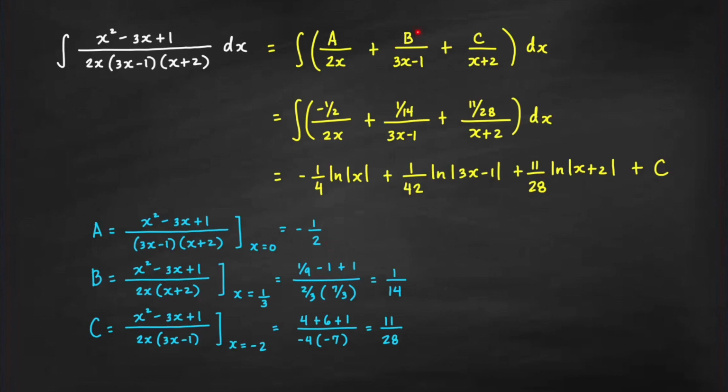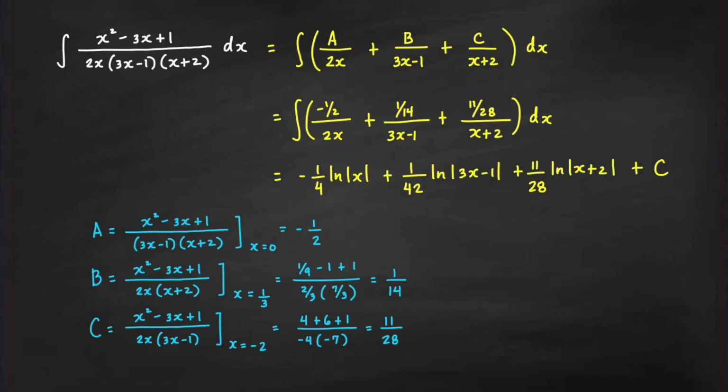And then to find this constant b, we cover this 3x minus 1 in the integrand, we'll get this expression, and we evaluate it at the x value that will make this 0, which is equal to 1/3. So by plugging in this x equals 1/3, we'll get 1 over 9 minus 1 plus 1, and then this is 2 over 3, and then times 1/3 plus 2, so that is 7 over 3. So this is equal to just 1 over 9 over 14 over 9, which is equal to 1 over 14.